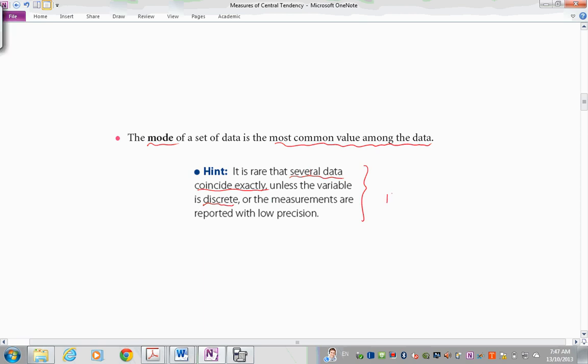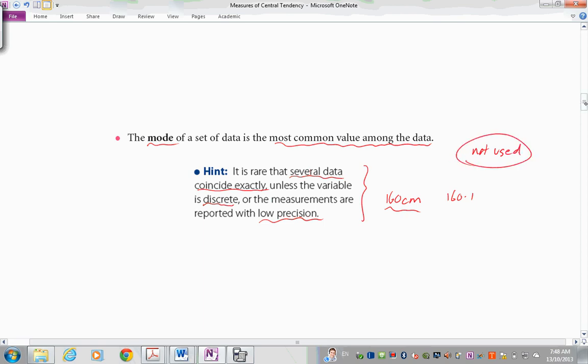Somebody might be 160 centimetres tall, but actually it might be measured with low precision. The next person might be 160.1. If you've rounded it off, they could both appear to be 160, but it would be unusual for data sets to have points occurring more than once in actual fact. It just depends on the nature of the data. So the mode is generally not used. We don't generally use the modal value.